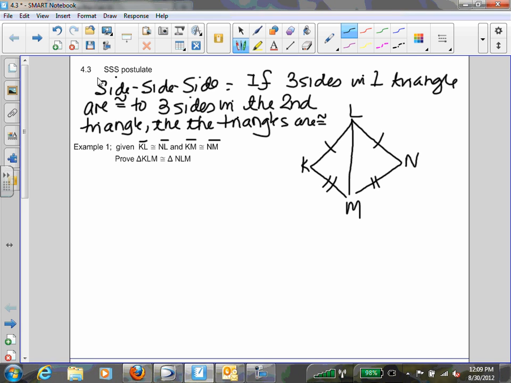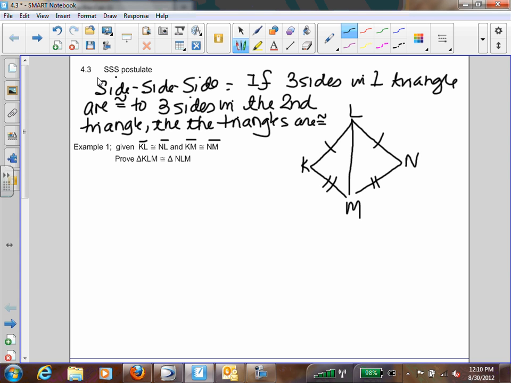Okay? And so I'm trying to prove that the 2 triangles are congruent to each other. Now notice, K, L, M, 1 tick, none, 2 ticks, and N, L, M, 1 tick, none, 2 ticks. So the order is very important, okay? So if I would have said something different, like triangle L, N, M, I wouldn't have been able to show that, right? Because I would have had the sides in the wrong position. Do you understand what I'm saying?